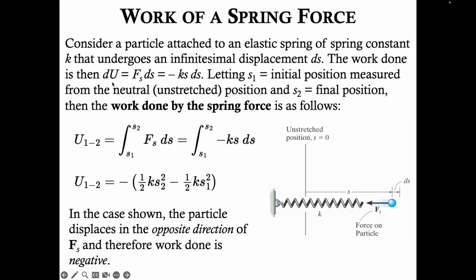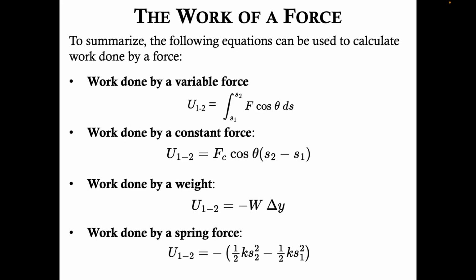So the work done is then dU equals the force in the spring, F sub s, times ds. And from Hooke's law, we know that that spring force equals negative ks. So dU equals negative ks ds. Letting s1 be the initial position measured from the neutral, unstretched position of the spring and s2 the final position, then the work done by the spring force is as follows, where we have U sub 1-2 equals the integral from s1 to s2 of F sub s ds. So performing that integration, we get U sub 1-2, the work done by the spring force, to be negative 1/2 k s2 squared minus 1/2 k s1 squared. To summarize, the following equations can be used to calculate work done by a force.